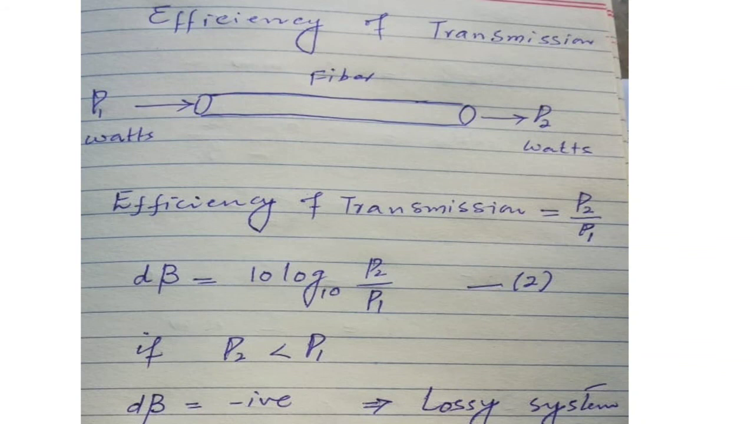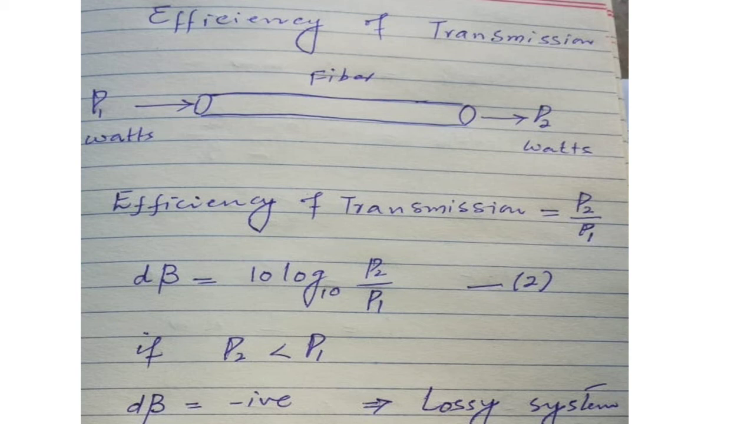We are going to discuss the efficiency of transmission of a communication system, or the efficiency of transmission of an information channel. You know, the efficiency of a communication system is the ratio of the output power to the input power. So this ratio defines the efficiency of a system. The ratio of the output power to the input power defines the efficiency of a transmission system.